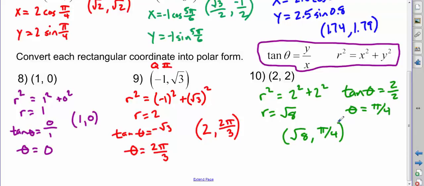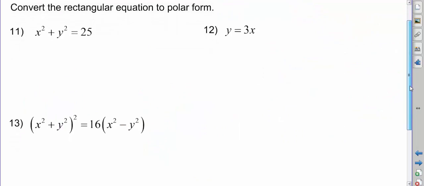Up next, we're going to look at taking equations both in rectangular form and in polar form and then switching them around, all right? So some of these you have to be a little creative. I'll just warn you up front. Some of them are pretty straightforward though.